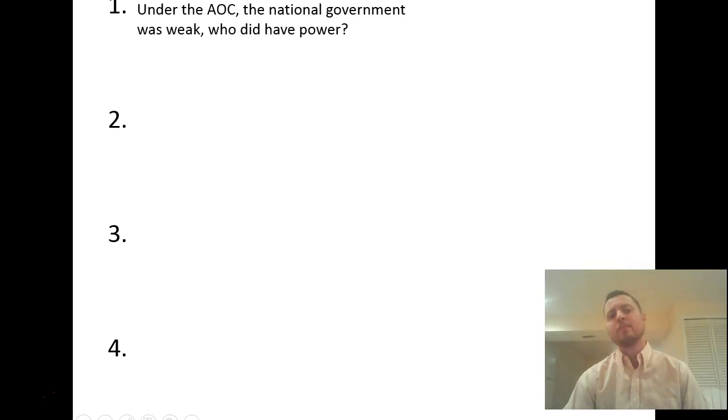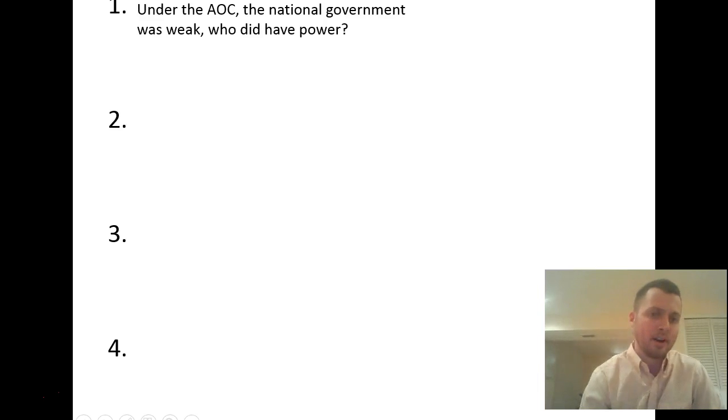Here we go, number one. Under the Articles of Confederation, the national government was weak. Who did have the power? Who did have the power under the Articles of Confederation? It wasn't the national government. So who did? Got that one? Good, great, awesome.